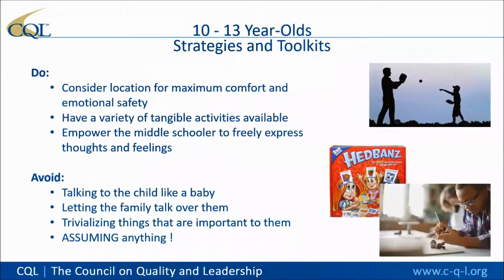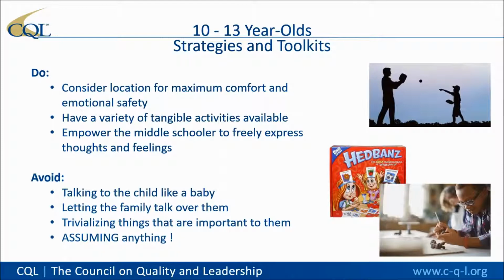All right, so some things to think about with strategies and toolkits for the ages of 10 to 13. Like they say in real estate, location is everything. Consider location for maximum comfort and emotional safety. I feel like we talk about this a lot in CQL. But when interviewing somebody, if they don't feel safe and comfortable, it's really hard to have those in-depth conversations and get really meaty, honest answers.